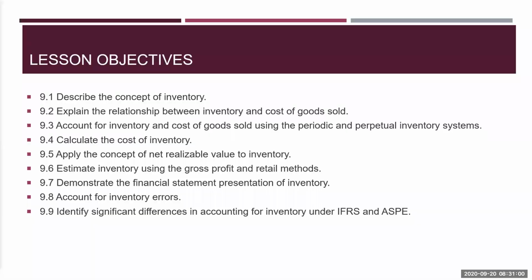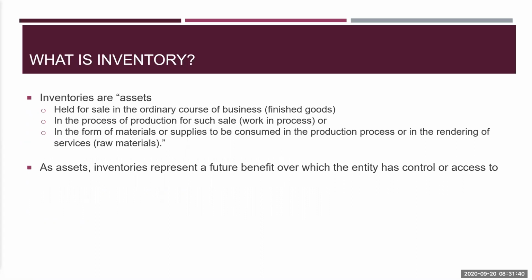So our learning objectives from this would be to understand the concept of what inventory is, what's the relationship between inventory and cost of goods sold, how to account for inventory and cost of goods sold using perpetual as well as periodic inventory system, how to calculate cost of inventory. We will be discussing the concept of net realizable value. We will also be looking at the gross profit method and the retail method to estimate the inventory. We will look at the financial statement presentation for the same, inventory errors, and finally the comparison between IFRS and ASPE.